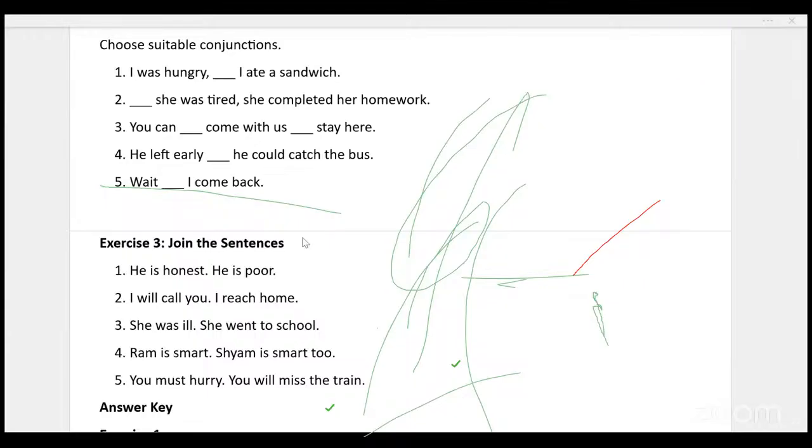Whether you like it or not, you have to do it. So whether you like it or not, you have to do it. The same sentence you can say in an informal setting: you have to do it no matter whether you like it or not. Okay. Thank you so much, madam.